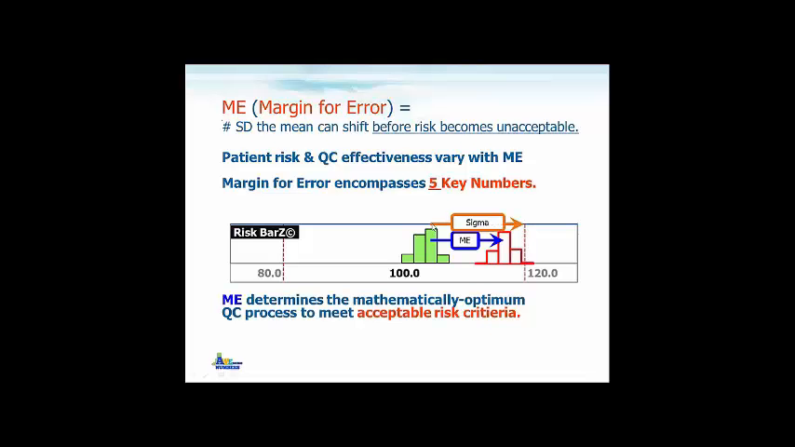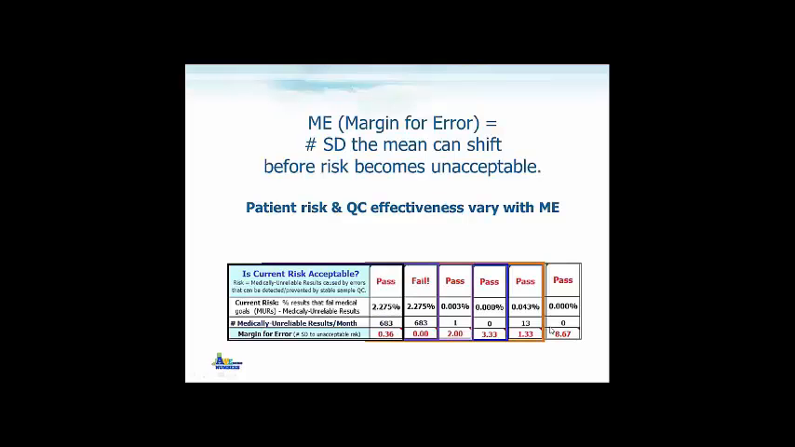So where sigma is the number of SDs the mean can move until the allowable error limit, margin for error auto-adjusts based on your acceptable risk level. If you want to say, I want to detect risk when it's only 0.1% failure, your margin for error will be smaller than if you're willing to accept a 5% failure. Margin for error takes all the theory and combines it into one number for you.